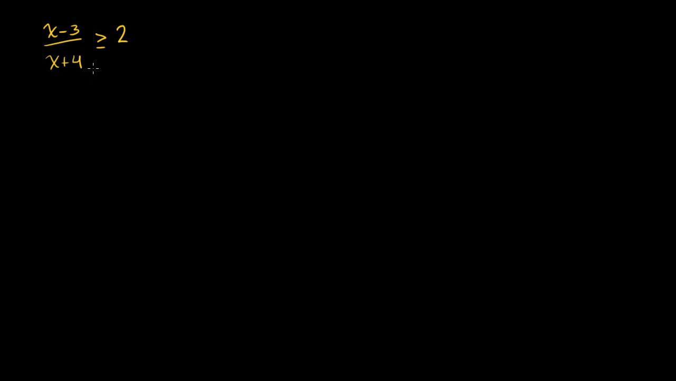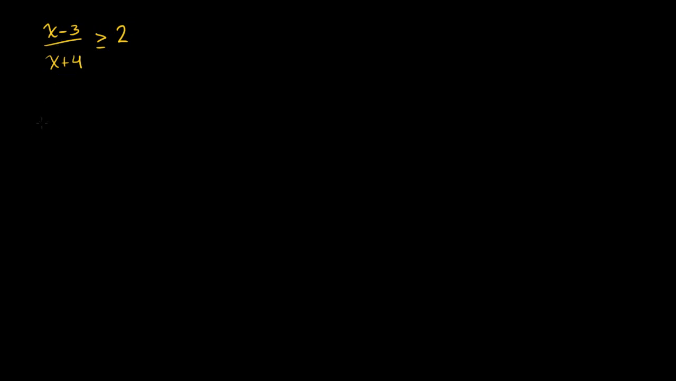So the first thing I can do, I might be tempted. Let me multiply both sides of this inequality times x + 4. And like we saw in the last video, we have to be very careful because we have an inequality here. If x + 4 is greater than 0, then we're going to keep the inequality the same. If it's less than 0, we're going to swap it. So let's look at those two situations.